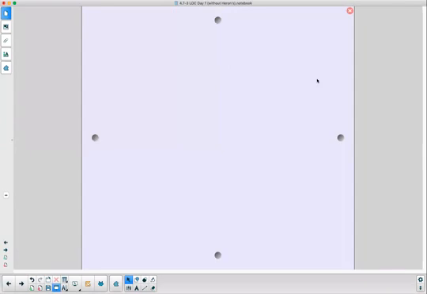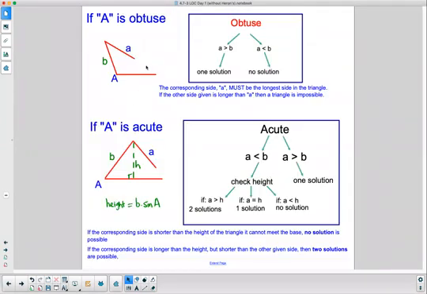There was this spreadsheet that we looked at yesterday. If you've been given side-side angle, there's 2 scenarios, depending on whether the angle you've been given is obtuse or acute. If you've been given an obtuse angle, then the side that's opposite it must be the longest side in the triangle, because any obtuse angle, there can only be one in a triangle, must be the largest angle.